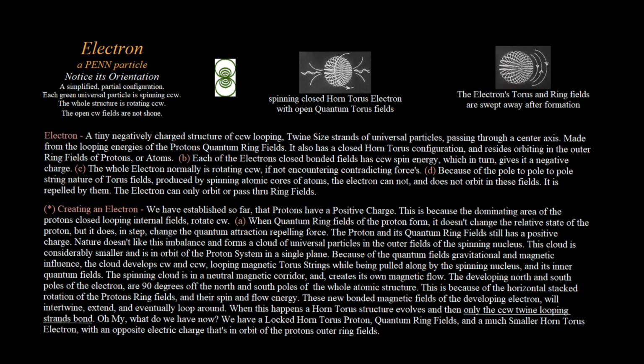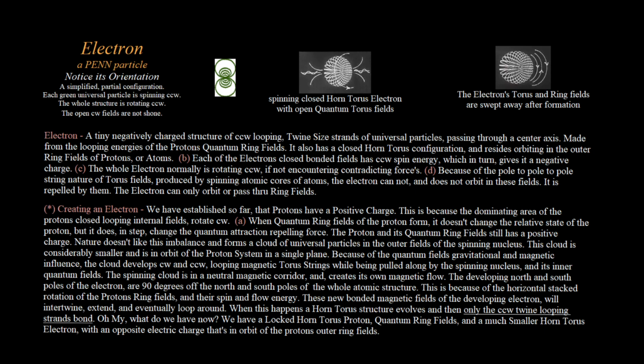D. Because of the pole-to-pole-to-pole string nature of torus fields, produced by spinning atomic cores of atoms, the electron cannot, and does not, orbit in these fields. It is repelled by them. The electron can only orbit or pass through ring fields.